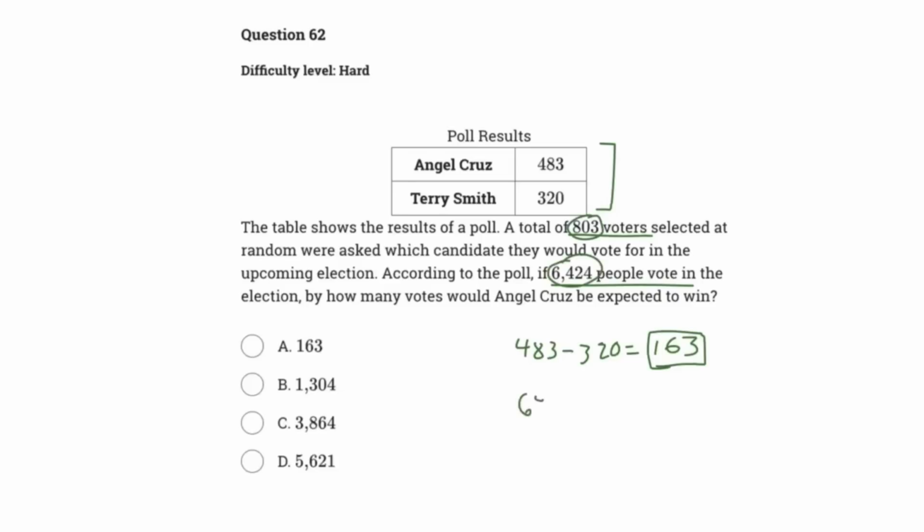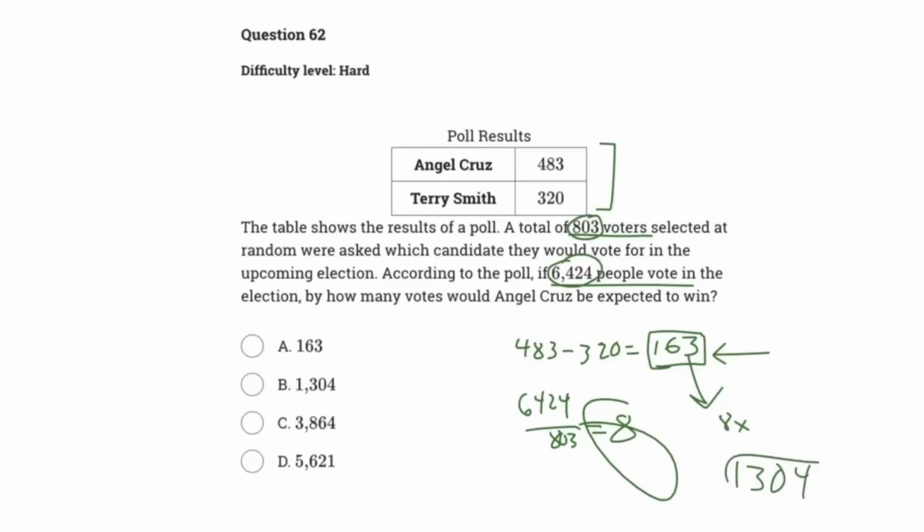So 6,424 over 803 should give us that scale factor, and that's going to be around 8. All right, so if our scale factor is 8, we know that Angel Cruz wins by 163 votes with just 803 voters. We need to scale this up by 8 times as well. And 163 times 8 gives us a value of 1,304, and therefore our answer here is going to be B.